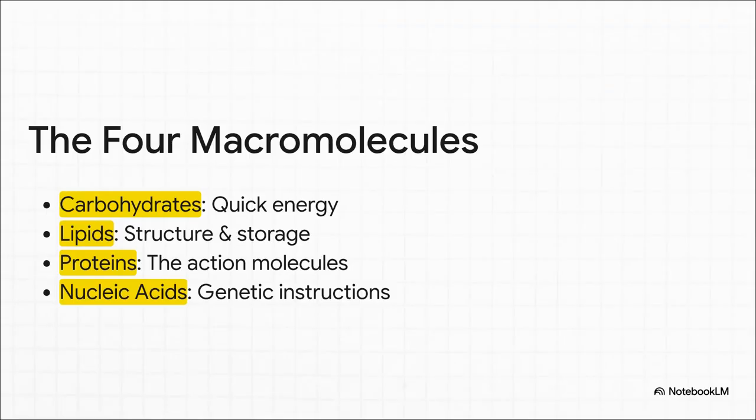Now, from carbon, we can build life's four essential Legos, the macromolecules. First up, we've got carbohydrates for a quick energy boost. Then there are lipids for long-term energy storage and building membranes. Then you've got proteins. These are the versatile workhorses doing everything from acting as enzymes to providing structure. And finally, you have nucleic acids. That's your DNA and RNA, which carry the genetic instructions to build literally everything else.